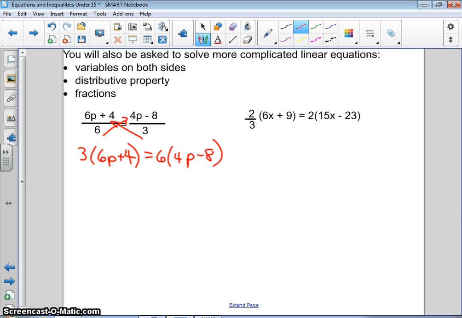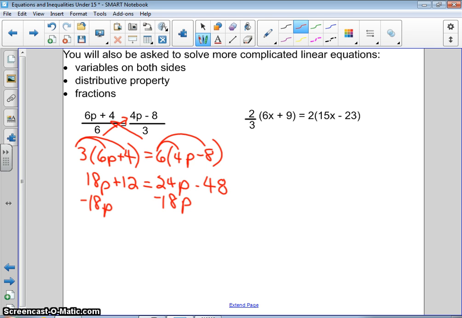We're going to distribute. 3 times 6p is 18p. 3 times 4 is 12, equals 6 times 4p, which is 24p, and 6 times minus 8 is minus 48. Now, we've got p on both sides. We're going to have to move the one with the smaller coefficient. So I'm going to subtract an 18p from this side, which means that I also subtract an 18p from this side. These cancel out, so that means that I've got them all together on the other side. 24p minus 18p is 6p minus 48.